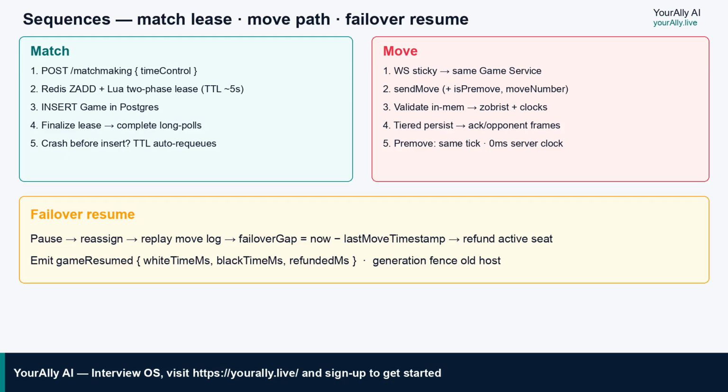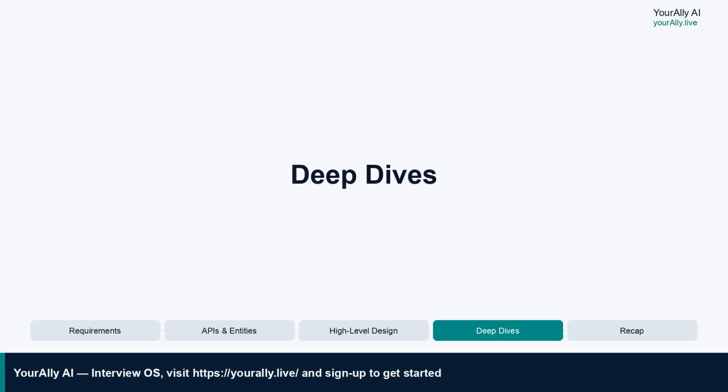After both sequences, tell the interviewer which deep dive you want first. Strong candidates drive: matchmaking contention, host affinity, clock fairness. We will do all three. Next section, deep dives. Wrong versus correct on matchmaking claims, sticky host failover with clock refunds, and fair clocks under uneven latency, plus desync hashes and zero time pre-moves.